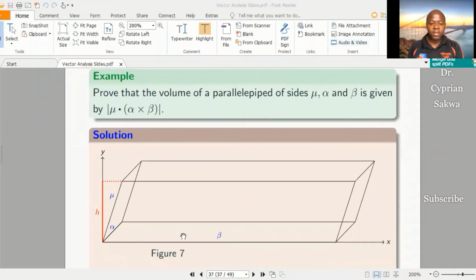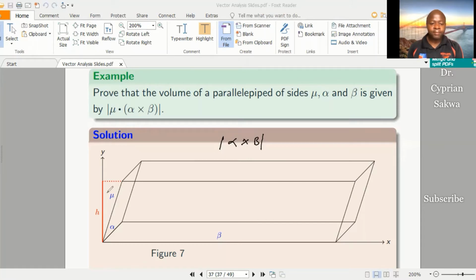But what we know is that this is the base. Of course, we know the area of the base. From our previous video, we looked at how to get the area of a parallelogram. And we said that the area of a parallelogram is given by the magnitude of the cross product of the two sides. So if this parallelogram has alpha as this side and beta as this other side, then the area will be given by this.